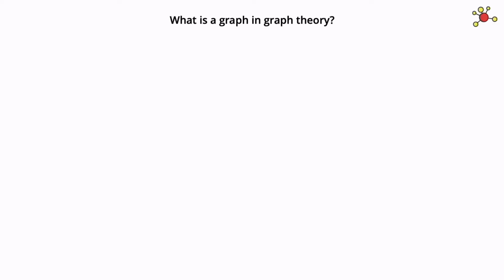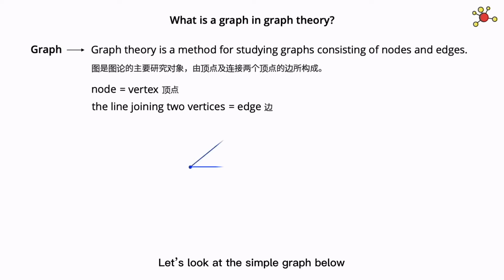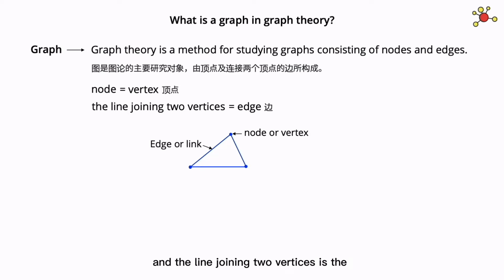What is a graph in graph theory? Graph theory is a method for studying graphs consisting of nodes and edges. Each node is known as a vertex. The line joining two vertices is known as an edge. Let's look at the simple graph below. It is the node or vertex, and the line joining two vertices is the edge or link.